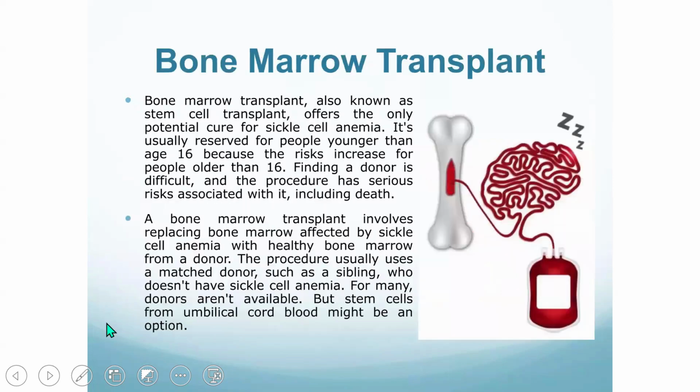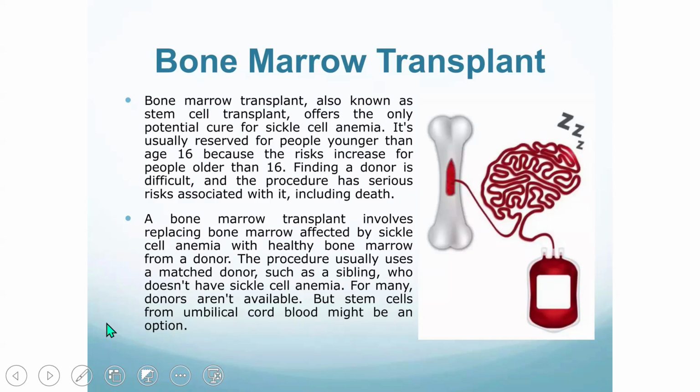Then bone marrow transplant. We know that the red blood cells are usually produced in the bone marrow. So the bone marrow transplant is important. Bone marrow transplant, also known as stem cell transplant, offers the only potential cure for sickle cell anemia. But it is usually reserved for people younger than age 16 because the risk increases for people older than 16. If you are older than 16 and have sickle cell anemia, there is a serious risk associated with it.